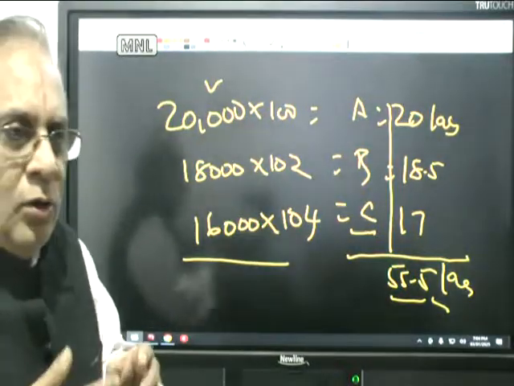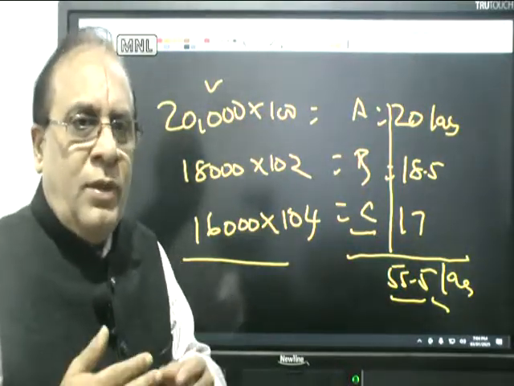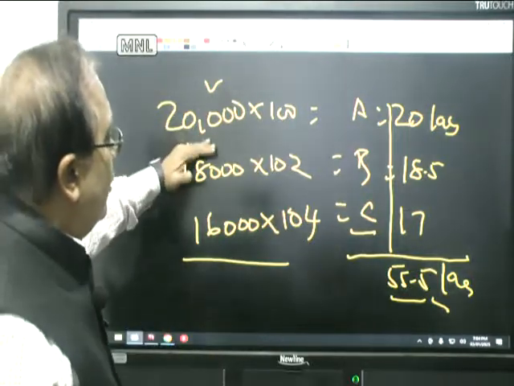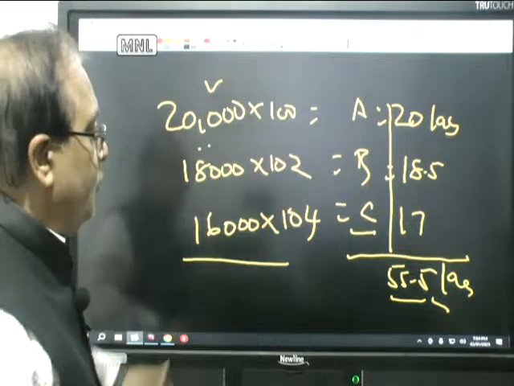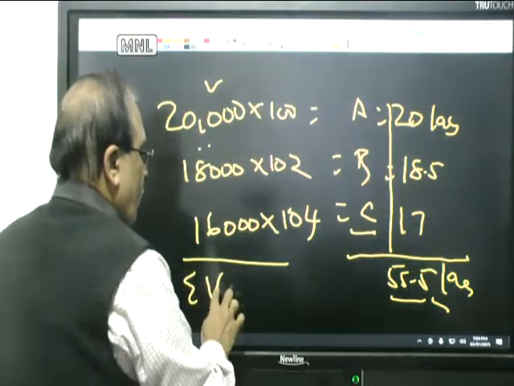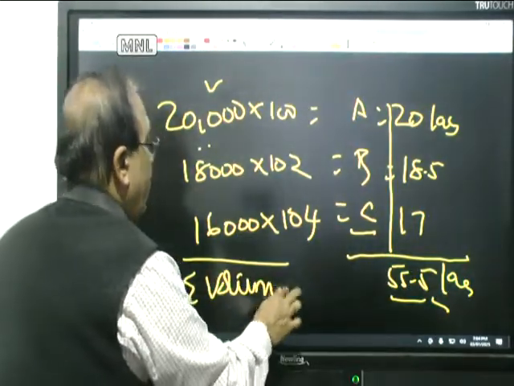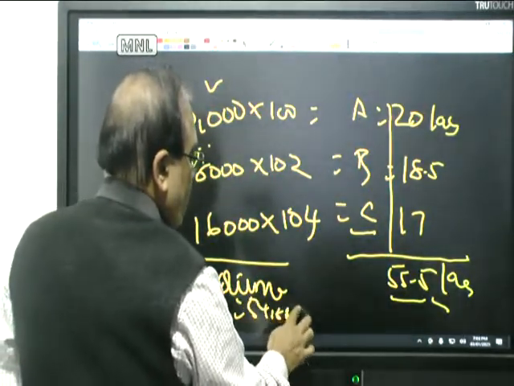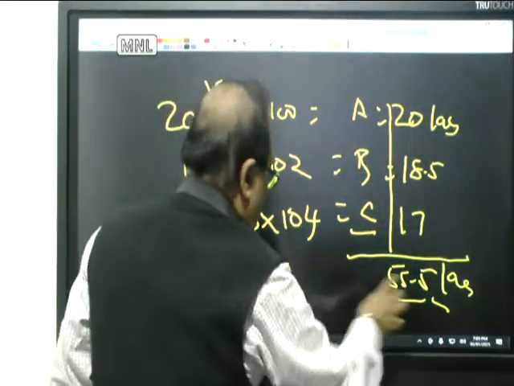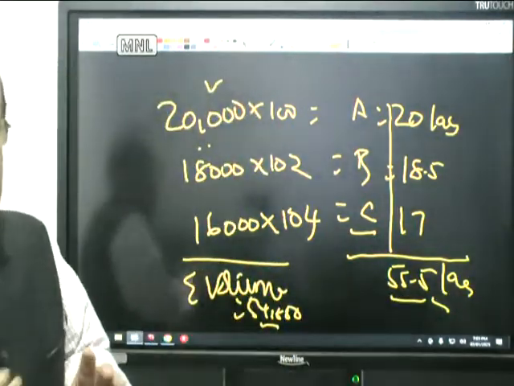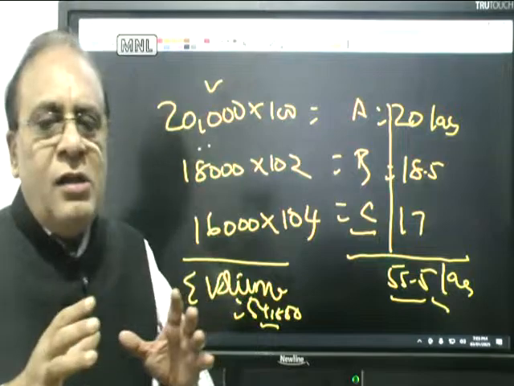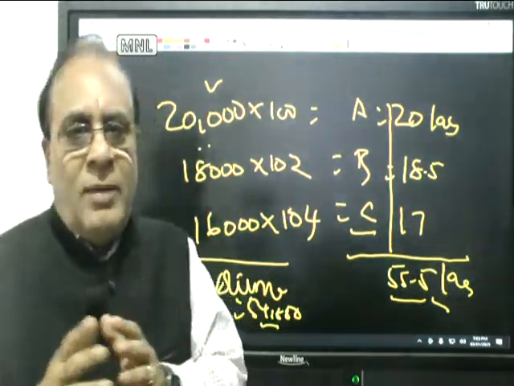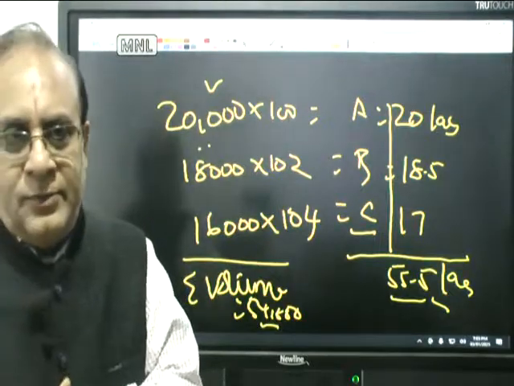Okay, total price into volume is summed up on all those days. Then it is divided by the total volume, 20,000 plus 18,000 plus 16,000. Let us say this is the total volume, the summation of the volume, which is 38 plus 16, say 54,000. Now this amount is divided by this. So this is the formula for calculating the volume weighted average price.